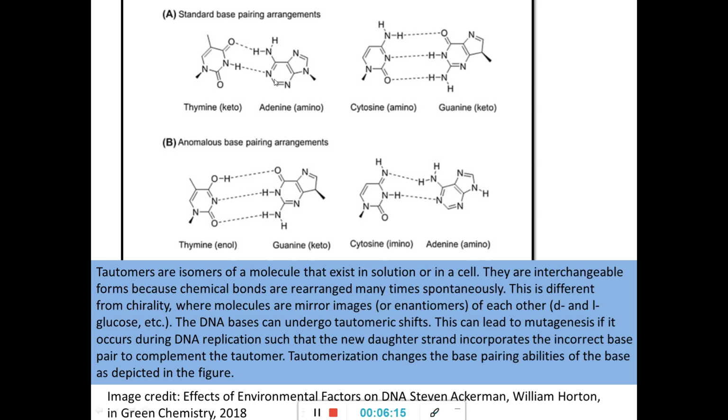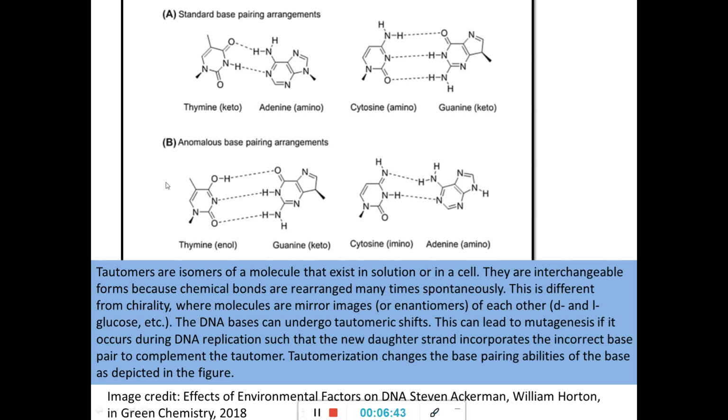And they are interchangeable forms because the chemical bonds are rearranged many times spontaneously. And this is quite different from chirality, where the molecules are mirror images of each other. And the DNA bases, as we have seen here, will undergo various tautomeric shifts. And what happens is, when DNA replication is happening, if tautomeric shifts are happening, instead of A and T binding with each other, what happens?